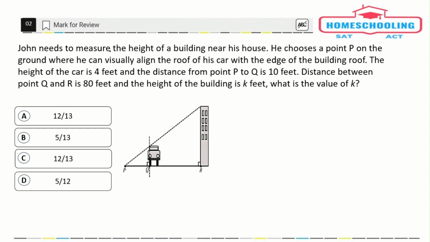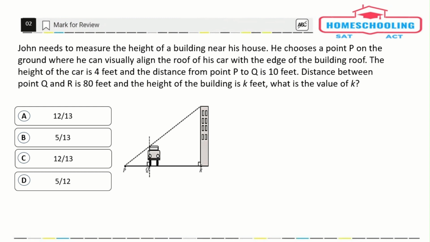John needs to measure the height of a building near his house. He chooses a point P on the ground where he can visually align the roof of his car with the edge of the building's roof, like this. The height of the car is 4 feet.